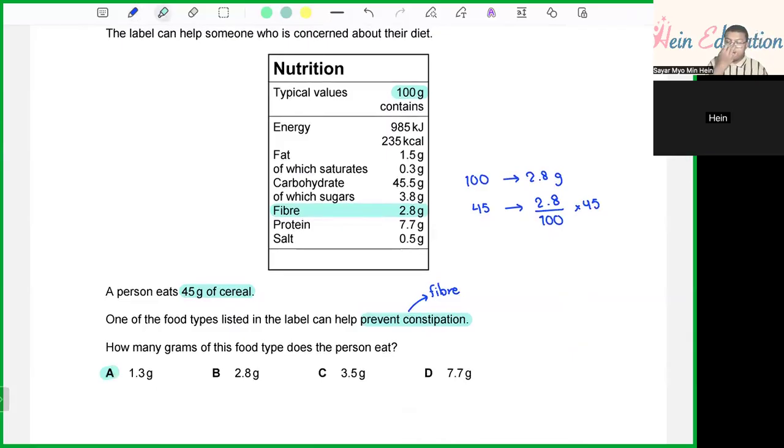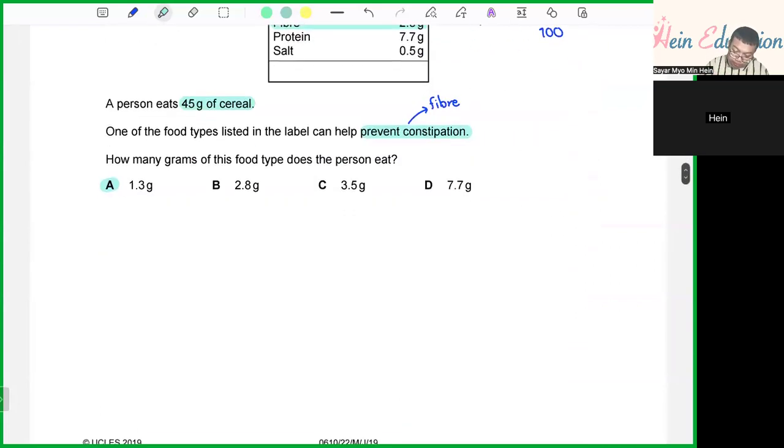So you have to use it like this. Prevent constipation, so it's about fiber. So in 100 grams of this whole package of cereals, it contains 2.8 grams of fiber. So if a person eats 45 grams of cereal, 2.8 divided by 100 times 45 would give you the amount in grams of fiber that a person eats.